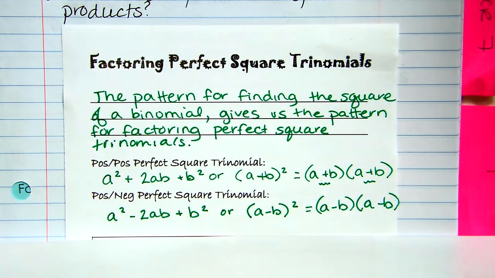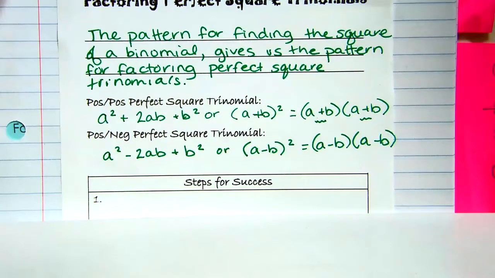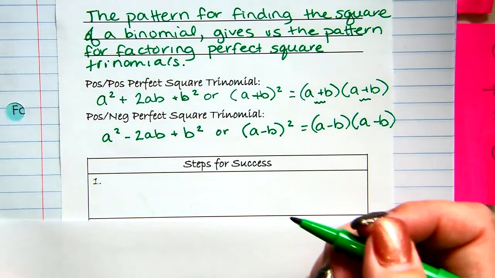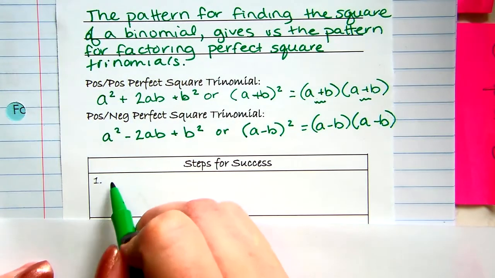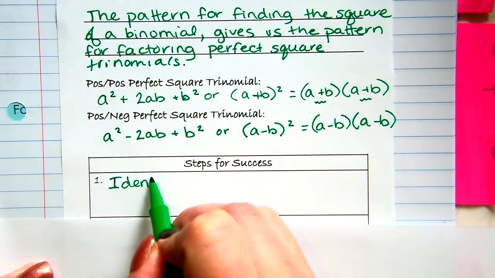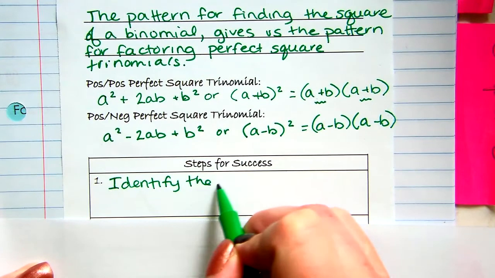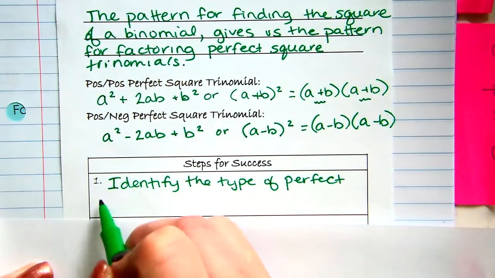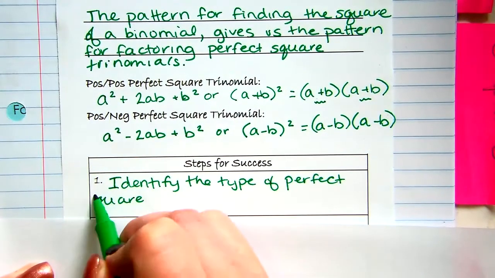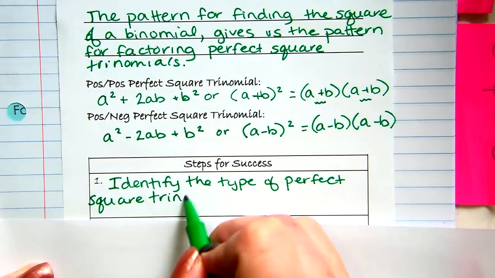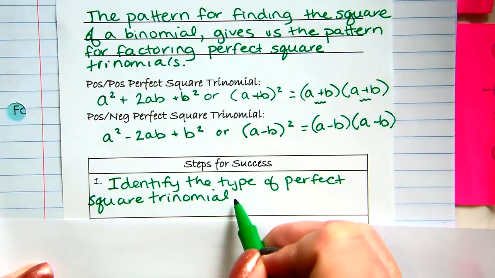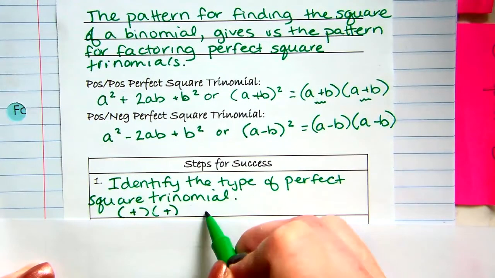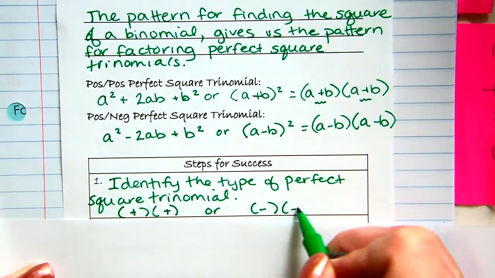Now, when we're solving these, we are going to have a couple steps for success. The first step is going to be identifying which type of perfect square trinomial we have. So we're going to write that down: identify the type of perfect square trinomials. Meaning, are we going to have a positive positive or a negative negative to work with?